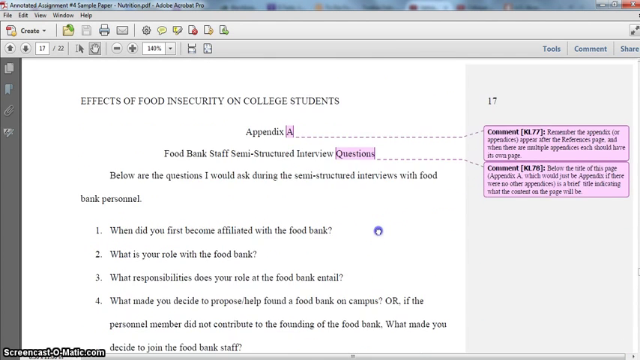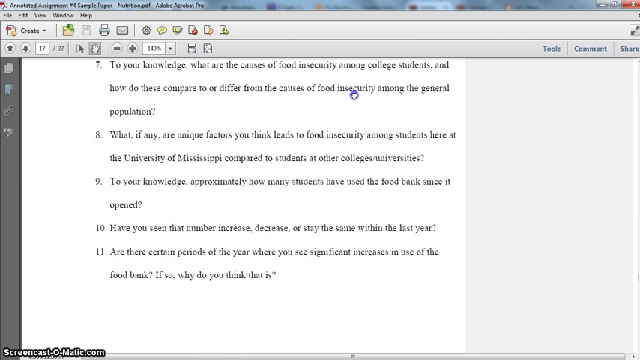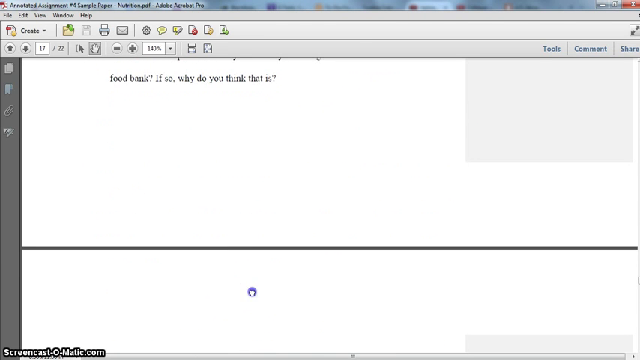So because I have multiple appendices in this paper, I do have to label the appendix. I can't just leave it appendix. So this is Appendix A. Notice that below the title Appendix A, I then have a descriptor to indicate what is included in this appendix. So I know as a reader that this appendix will give the semi-structured interview questions that I would pose to the food bank staff. Then I have just this sentence, right, just set up that these are the questions that would be included in the interview. And then I have my questions, how I would intend to phrase them.